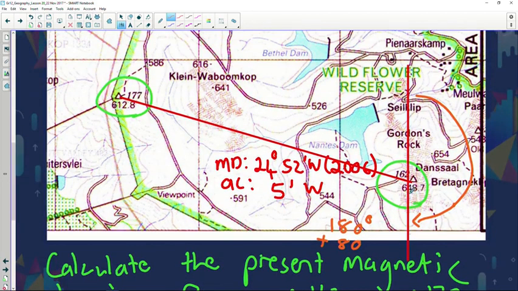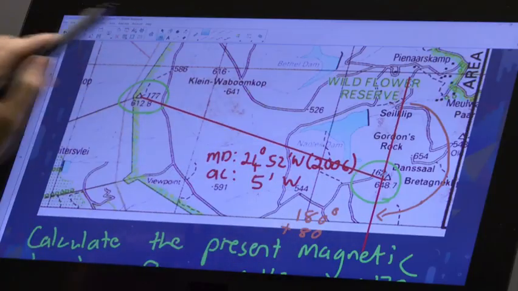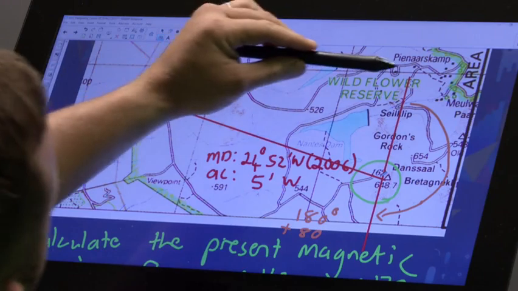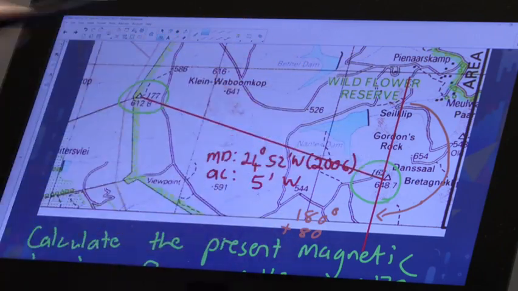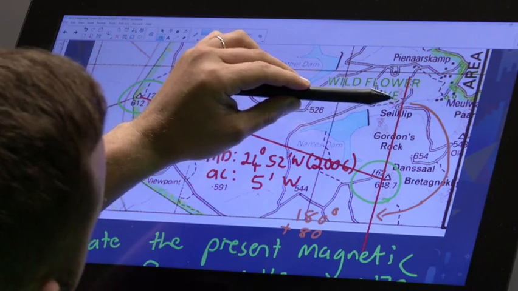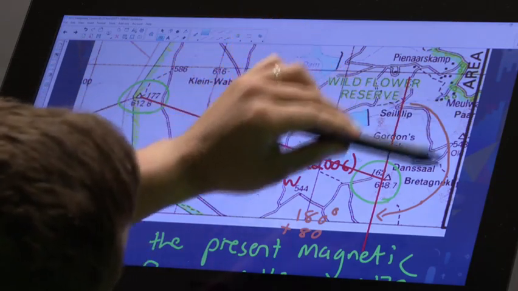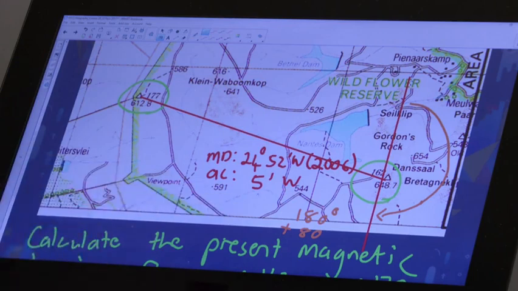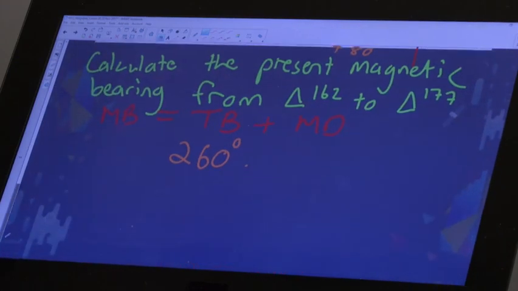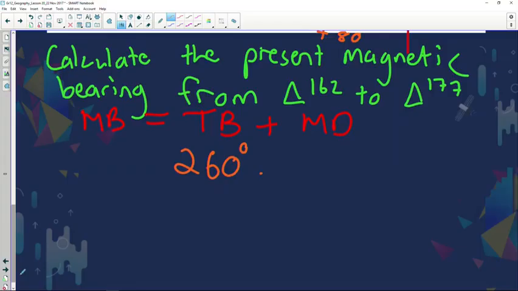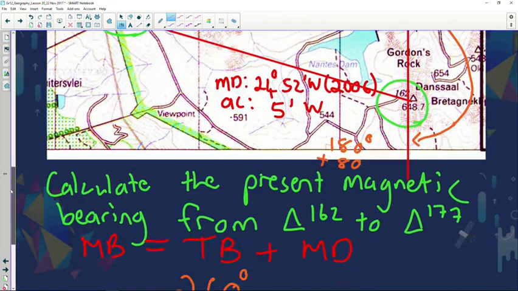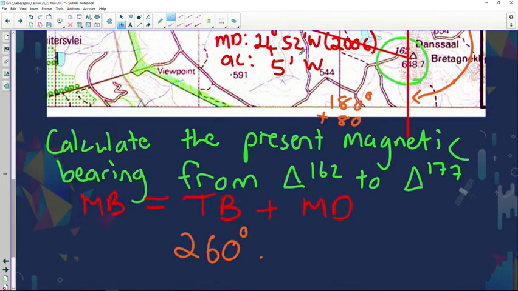How did we do that? We needed a true bearing from Trick beacon 162 to Trick beacon 177. We drew a north-south line, drew a line from where and to, placed our protractor's 0 degrees on the north-south line, moved around clockwise, and we got our answer of 260 degrees. So what's left for us? We need to calculate our magnetic declination. It's 24 degrees, 52 minutes west. The annual change is 5 minutes west. We need to calculate the present magnetic bearing.